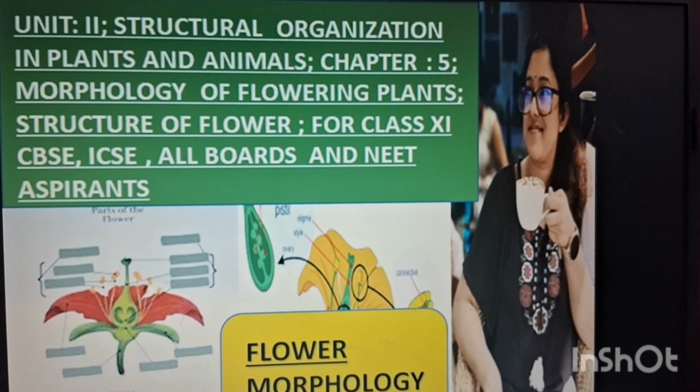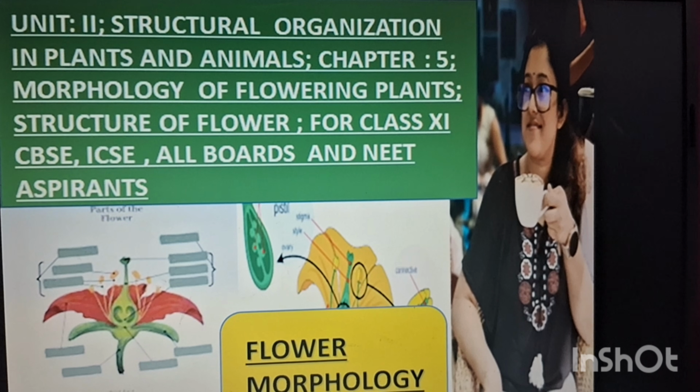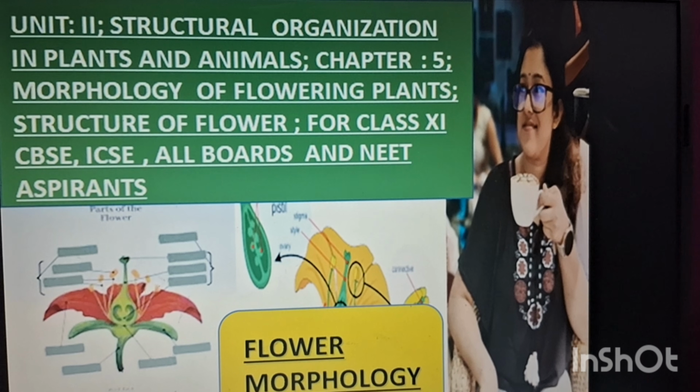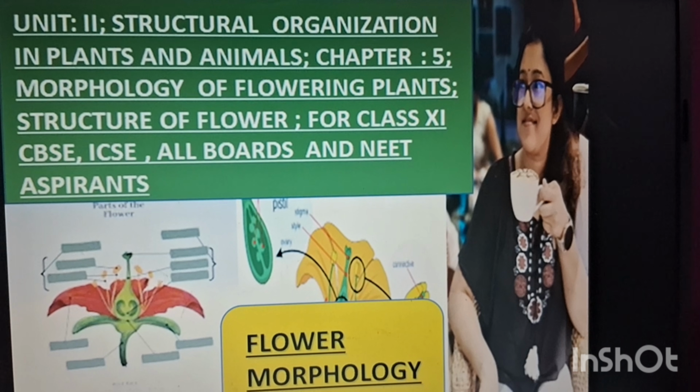Unit 2, Structural Organization in Plants and Animals. Chapter 5, Morphology of Flowering Plants. Today I will discuss the flower morphology. It is part 3 of the flower morphology video.